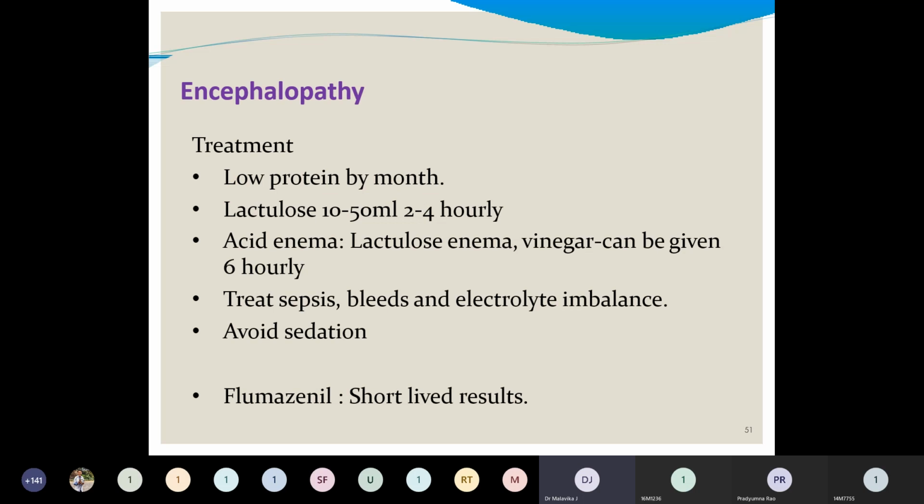One will be how to treat encephalopathy, mainly by low protein by mouth, lactulose about 10 to 50 ml every 2nd to 4th hourly. Acid enema should be given, that is lactulose enema, vinegar can be given every 6th hourly. Treat the sepsis, bleeds and electrolyte imbalance. Avoid sedation, and flumazenil, which is a short-acting drug, can be given.